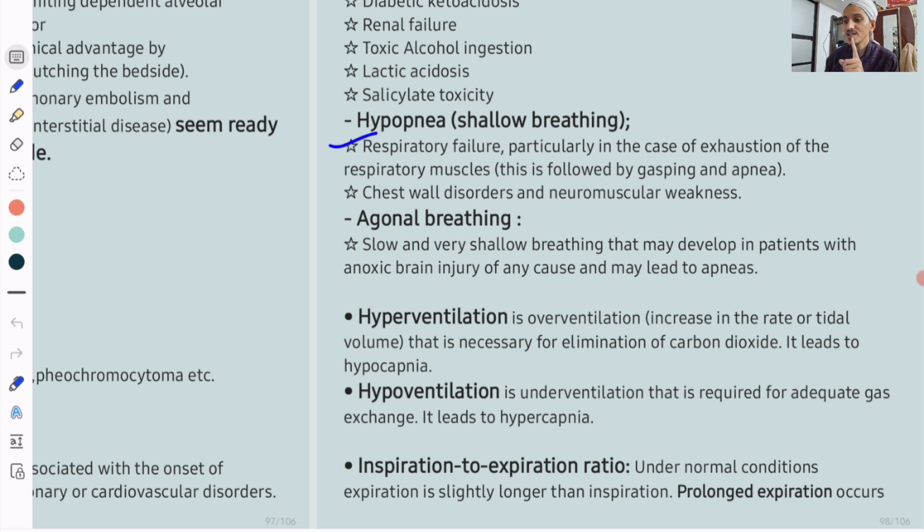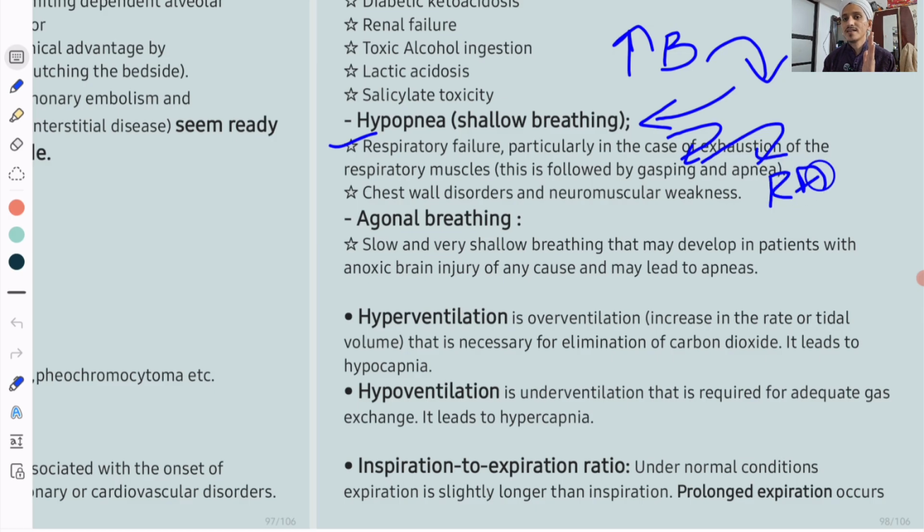So the first thing you should think of in a hypopnea patient is respiratory failure, which can be due to exhaustion of the respiratory muscles. In any exhausted respiratory patient, first there will be increased breathing, then the breathing will become shallow, then the patient will have gasping, then apnea, nothing but respiratory arrest. This is the pattern of deterioration of a patient who is not treated, or if the treatment is not affecting the patient, he will progress like this.